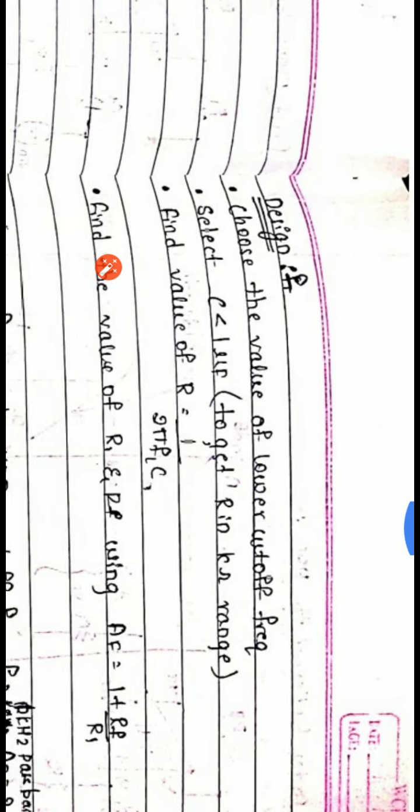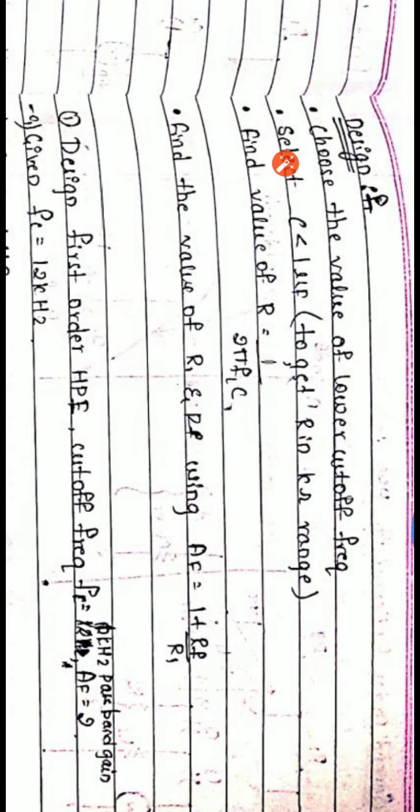Now we'll move on to the design. In the design, we have to choose the value of the lower cutoff frequency. Either you can choose it as 2 kilo, 5 kilo, depending on the designer. Then we have to select the capacitor value less than 1 microfarad so that we can get the Rin in kilo ohms. Then find the value of R by using the lower cutoff frequency formula, that is R equals 1 by 2 pi FL into C. Then find the values of R1 and RF using the voltage gain formula. So this is about the first order Butterworth high pass filter.